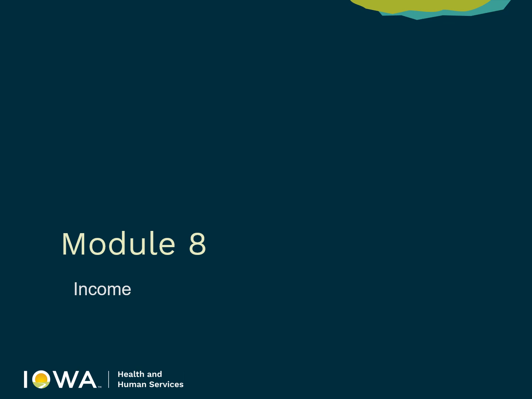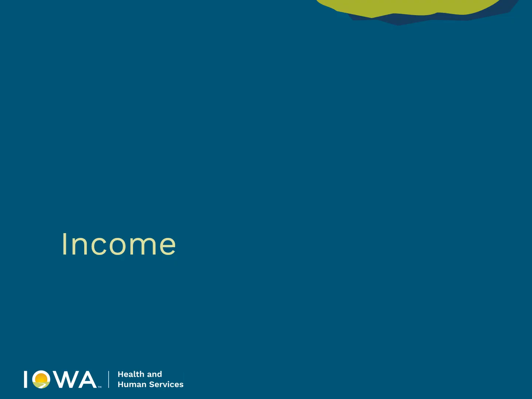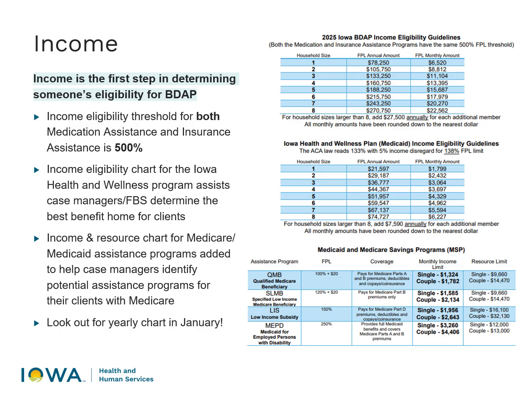Welcome to Module 8 of BDAP 101, where we will be discussing income. Income is arguably one of the most important steps in determining if someone is eligible for the BDAP. It certainly is the first step in determining someone's eligibility for BDAP.